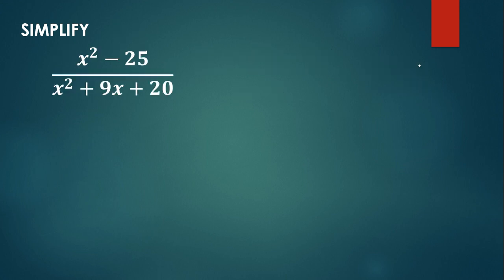Next example. For our next example, we have x squared minus 25 over x squared plus 9x plus 20. For the numerator, same lang din kanina. This is a difference of two squares. So, ganyan siya. Two binomials. So, square root ni x squared, that is x. Square root of 25, that is 5. 5, 5, and then plus and minus.